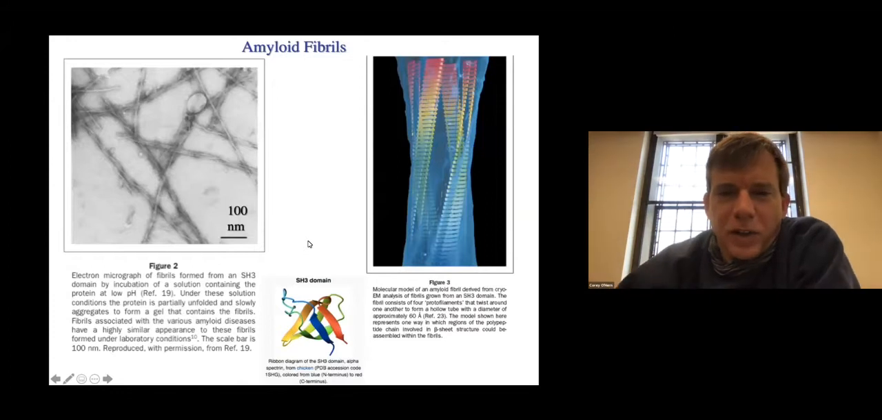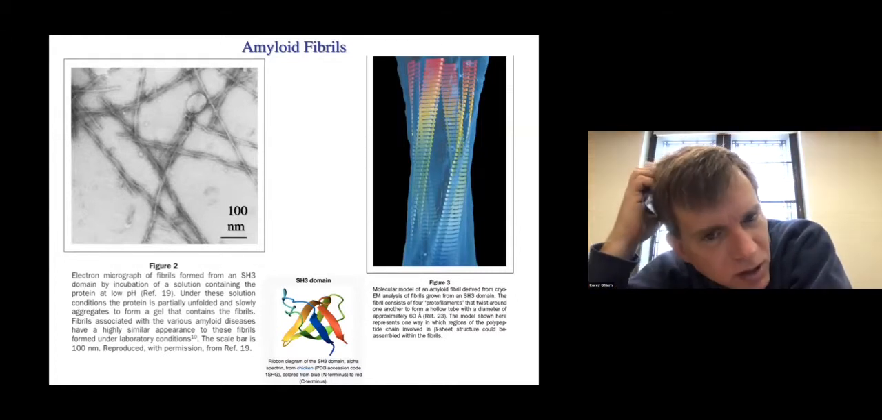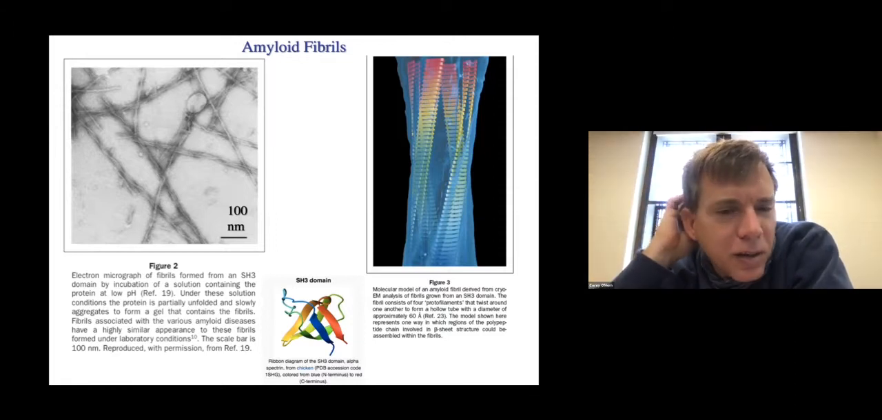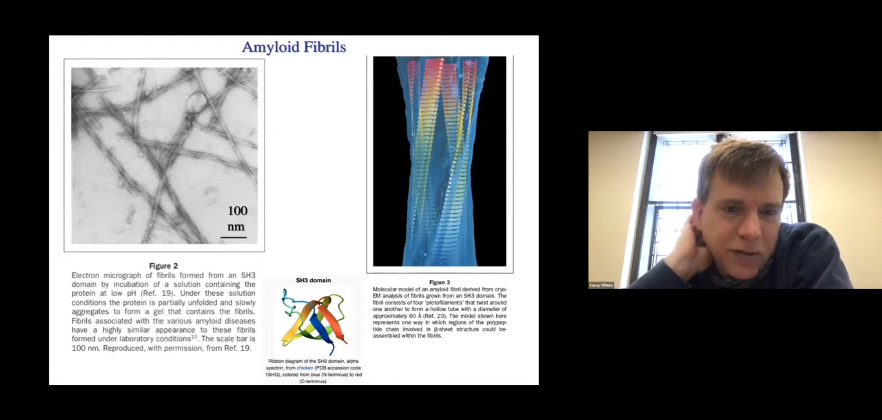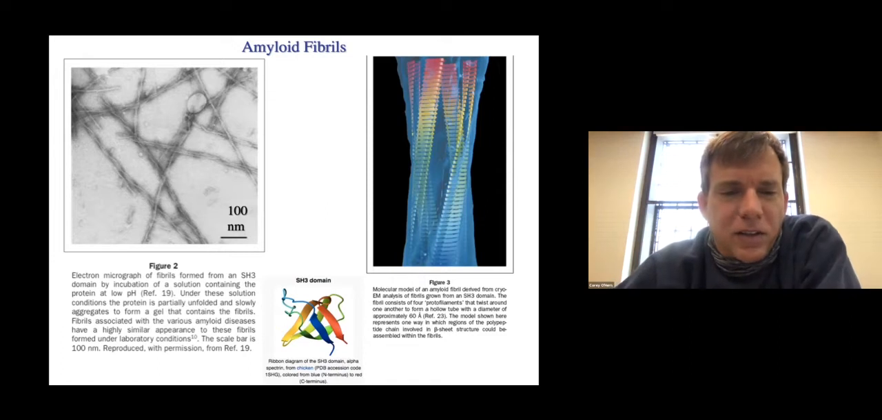So, for example, here are some pictures of amyloid fibrils. On the left is a microscopy image. The scale bar there is 100 nanometers. This is an electron micrograph of fibrils that are formed from a particular domain of a protein called the SH3 domain. You put it in solvent conditions at low pH, and they will slowly form these fibrils that form a gel.